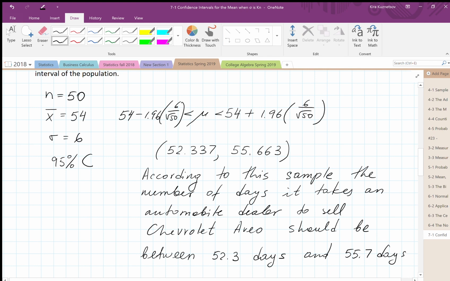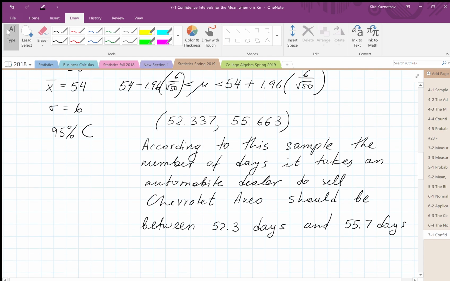So does it make sense to write half a day? Maybe it does, maybe it doesn't. So the rounding is not as important at this point. As long as you round correctly, it should do the trick. But what I'm interested in the most is the units, and the sentence making sense. So the dealer to sell a Chevrolet Aveo should be between 52.3 days and 55.7 days with 95% confidence.